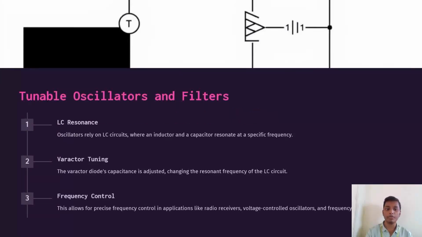Tunable oscillators and filters. LC resonance. Oscillators rely on LC circuits where an inductor and a capacitor resonate at a specific frequency. Varactor tuning. The varactor diode's capacitance is adjusted, changing the resonant frequency of the LC circuit. Frequency control. This allows for precise frequency control in applications like radio receivers, voltage control oscillators, and frequency synthesizers.